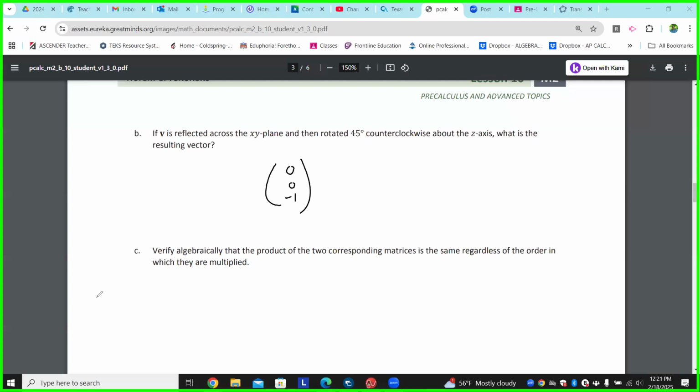Again, it's a lot like that one, but remember we put the cosine and sine in the spots at which the axis doesn't get moved. So we'll call A the rotation around the z-axis.